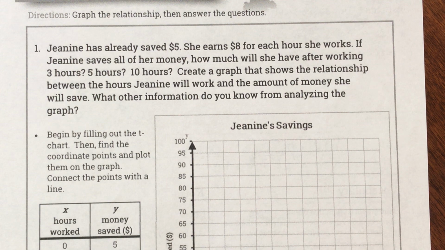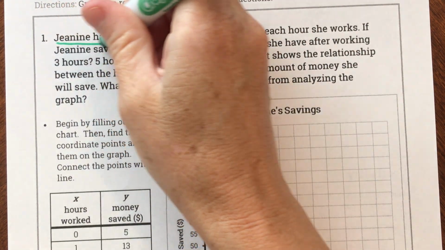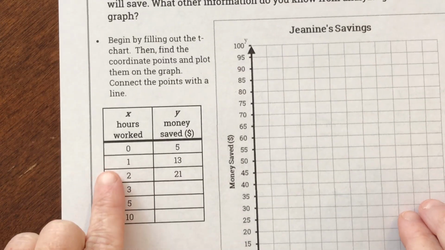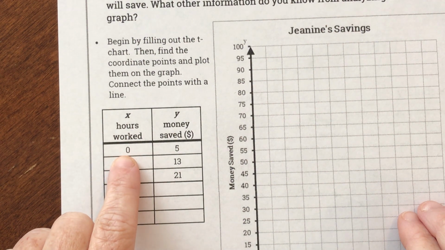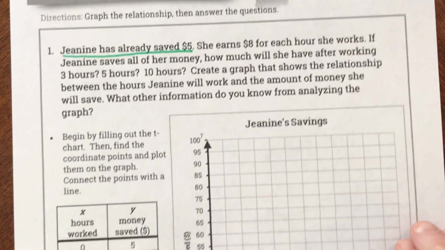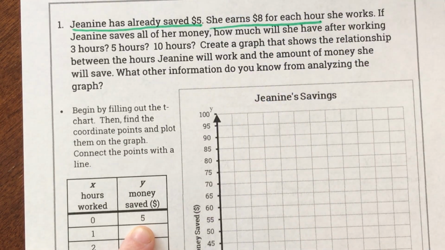Okay, so some key things. Let's go back and reread that because that was a lot. It says that she's already saved $5. And that probably is why I see here when she's worked 0 hours, she already had $5. And then they tell us she earns $8 for each hour she works.